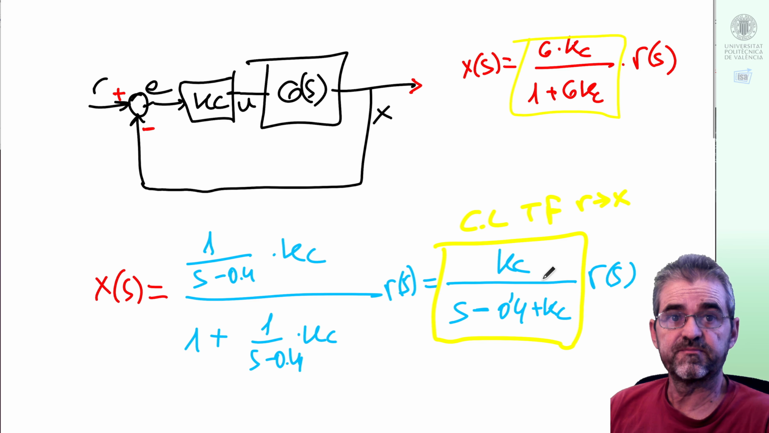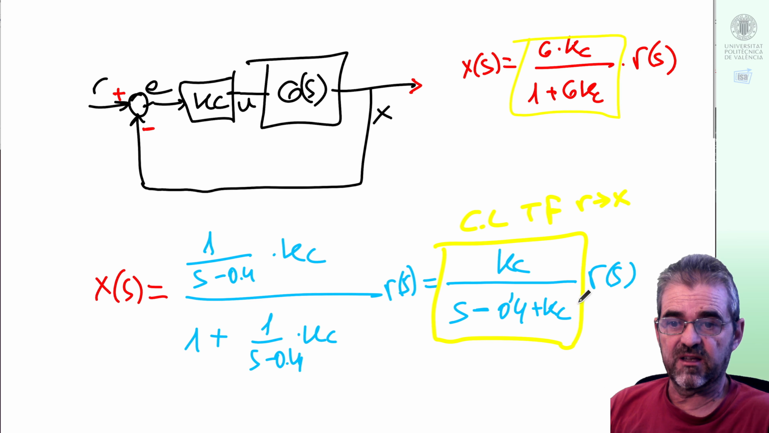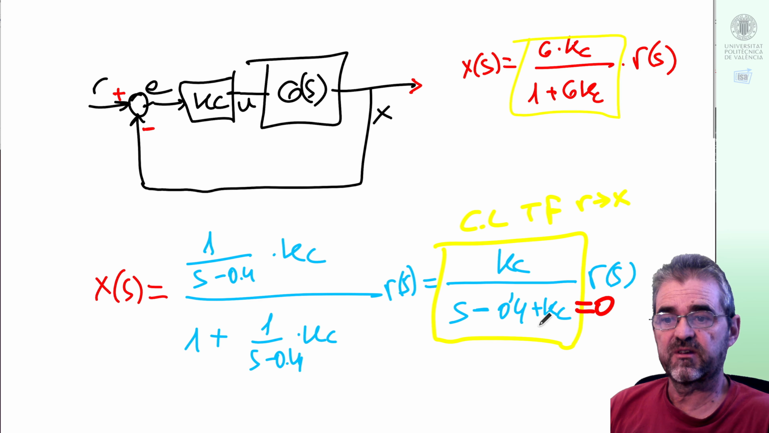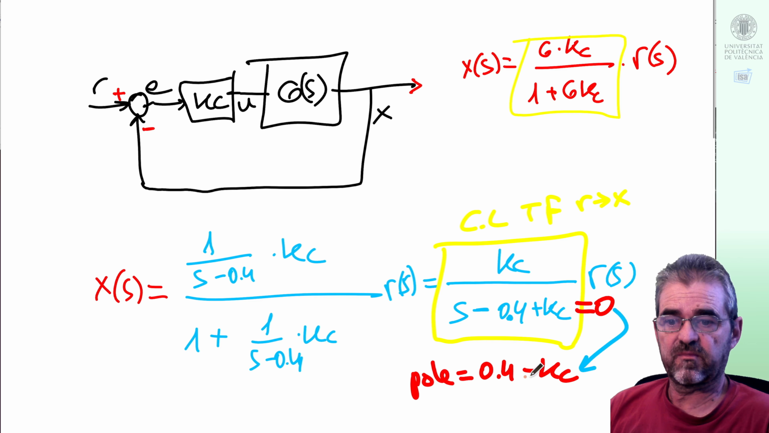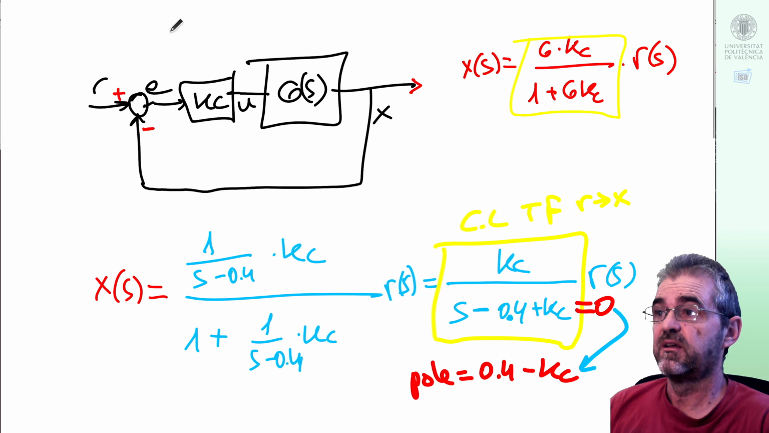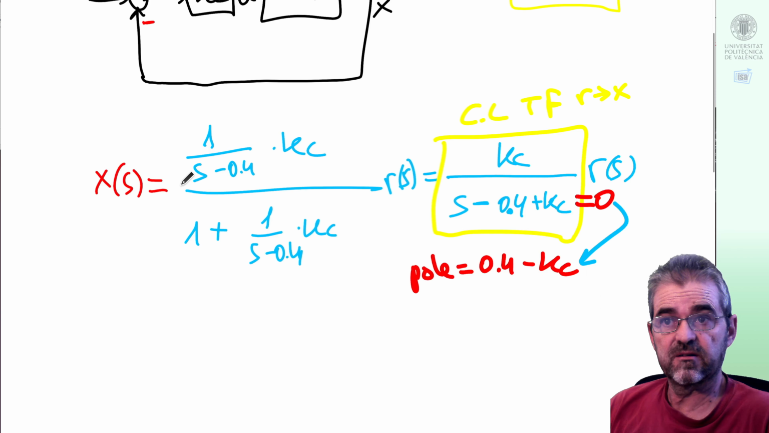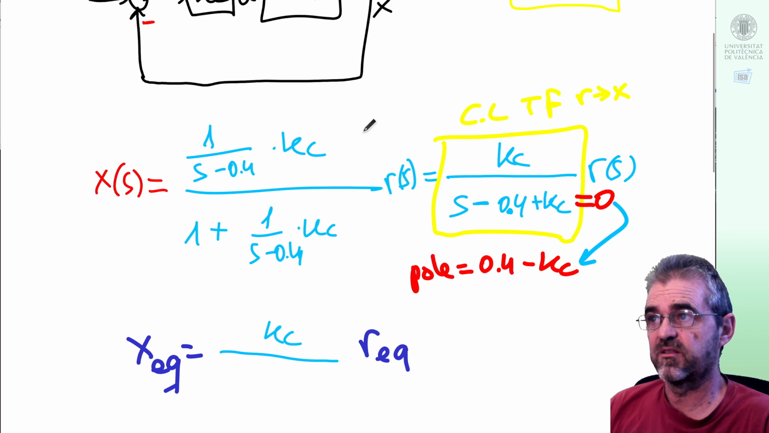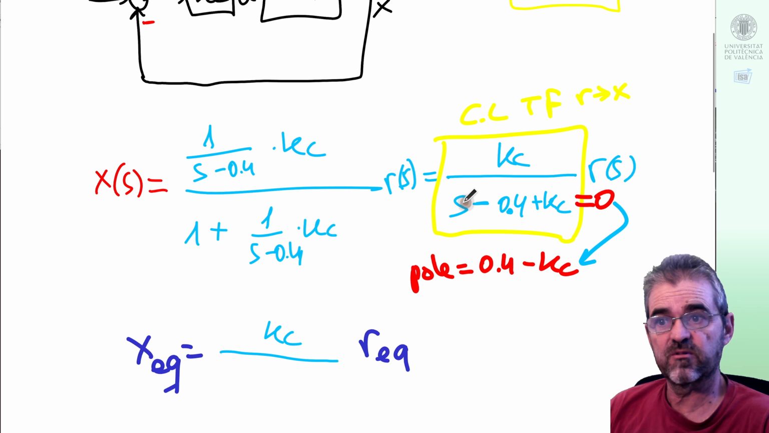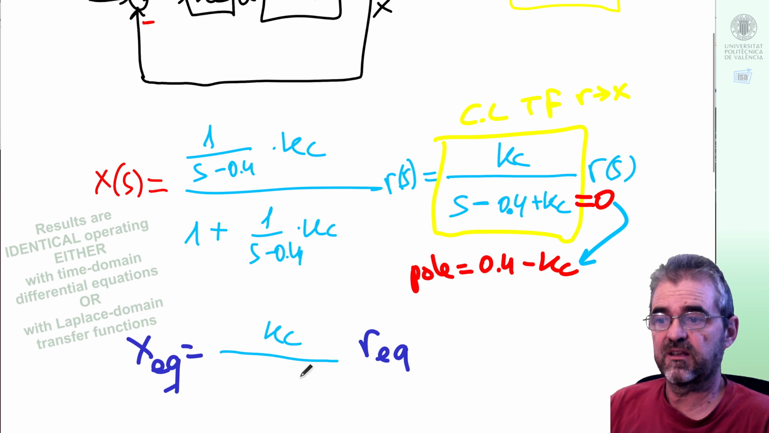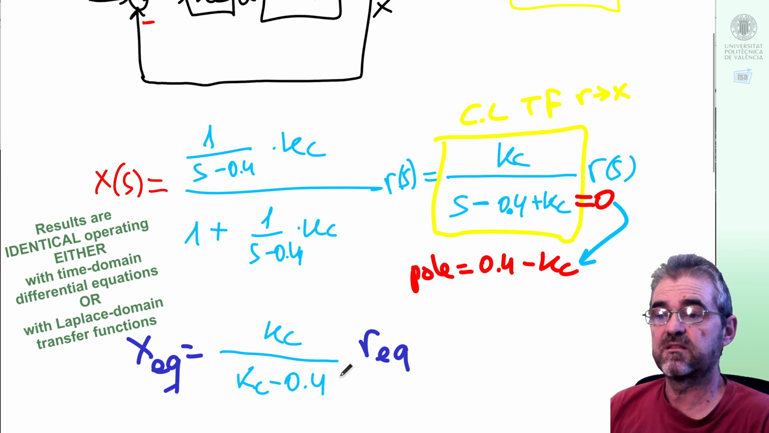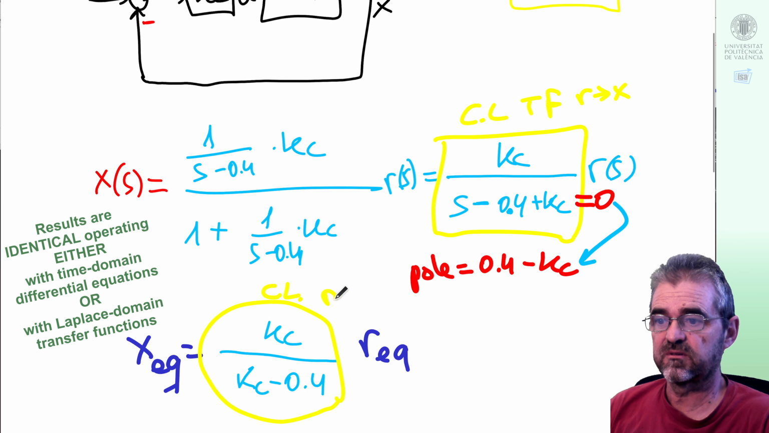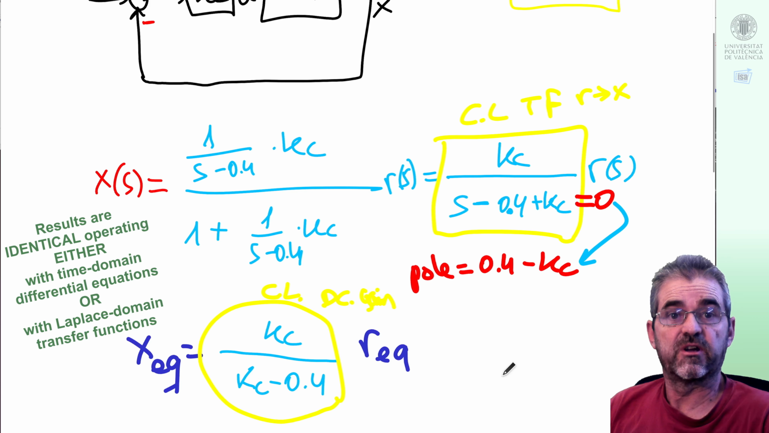And then, the closed loop poles are obtained by equating the denominator to 0, so the roots of the denominator give this closed loop pole, identical to what we obtained. And the DC gain in closed loop comes from just replacing this s variable with 0, and again we get the same closed loop DC gain as we got operating with the differential equations.